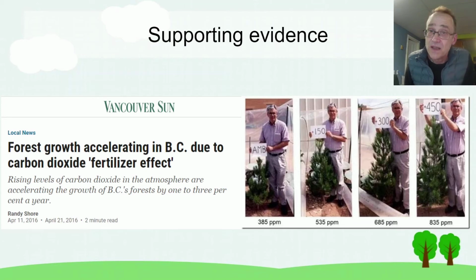And the reason? Because every year, due to rising carbon dioxide levels, the BC forests were increasing their growth rates by 1 to 3% per year.